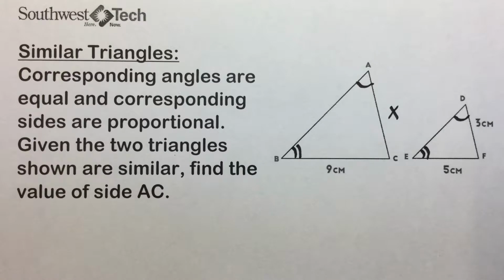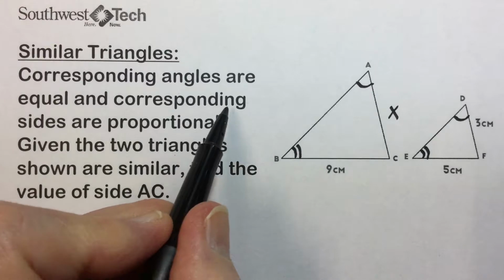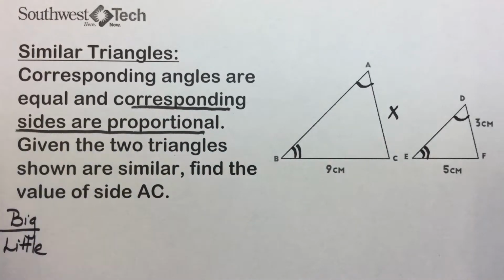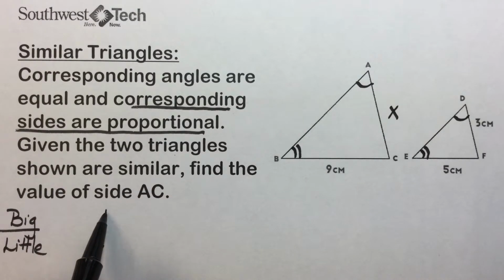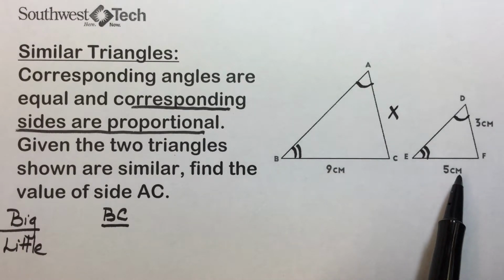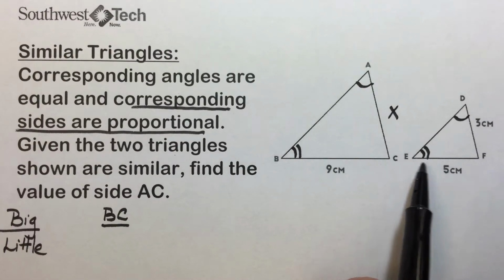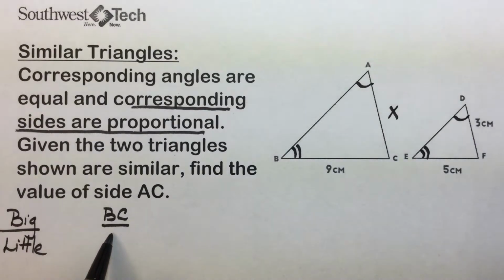So to set up a ratio, we have several different options, but let's look at big triangle to little triangle, using the fact that corresponding sides are proportional in similar triangles to solve for the missing dimension in this problem. If we start here with the base, side BC from the big triangle would correspond and be proportional to the corresponding side of the smaller triangle, which is EF.